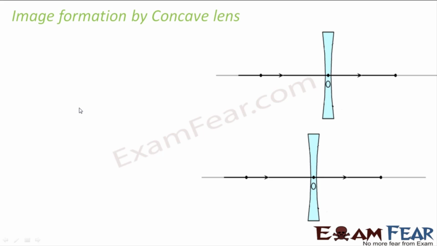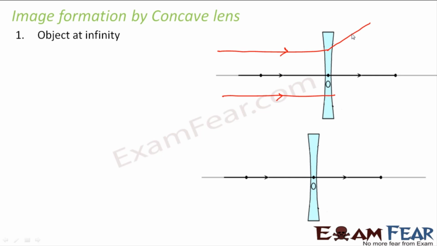Let us now study the image formation by concave lens. Concave lens is a diverging lens. So let us see how it differs from convex lens. Let us first consider that the object is located at infinity. Then parallel rays will be coming from the infinite object. Somewhat like this, these will be my incident rays. So what happens to these incident rays? They get diverged like this.